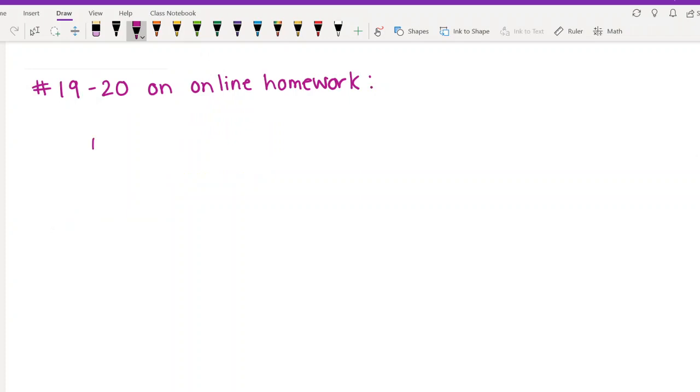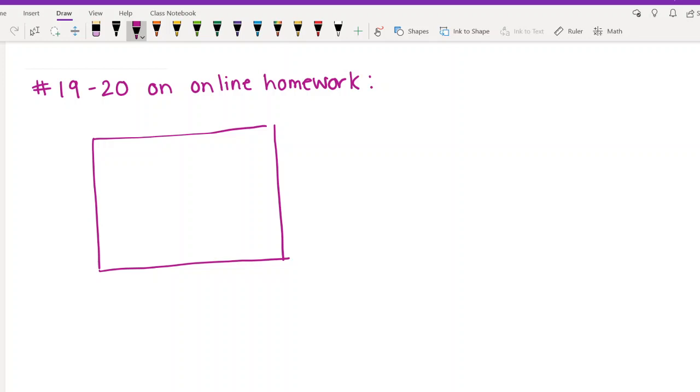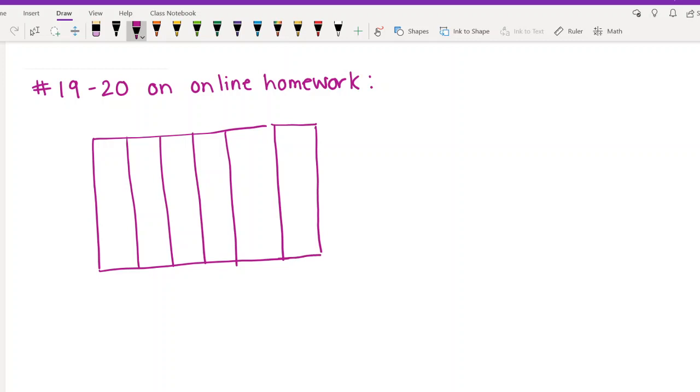Well, we would have a rectangle, so some kind of rectangular pen. And then how would we get 7 parallel pens within this? Well, we would need to add 6 subdivisions, right? Because if we add just 1 subdivision, that gives us 2. If we add 2 subdivisions, that gives us 3, 4, 5, and I didn't make this quite big enough. So it would look something like this, right? So we'd have 1, 2, 3, 4, 5, 6, 7.